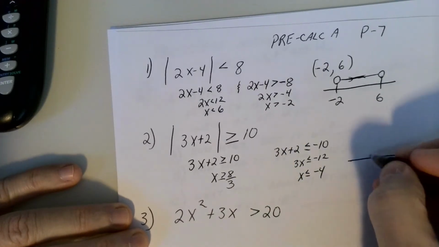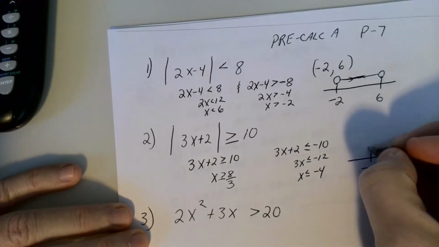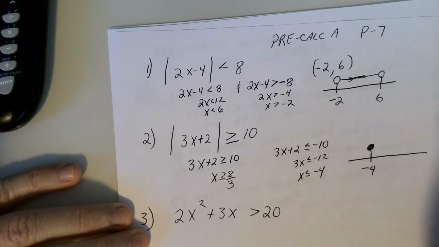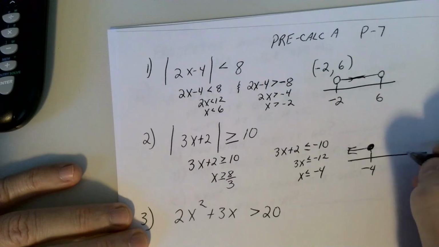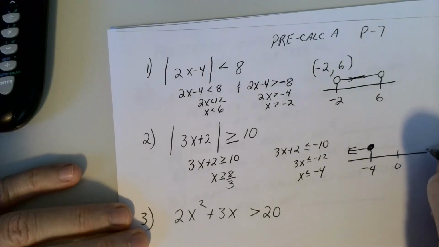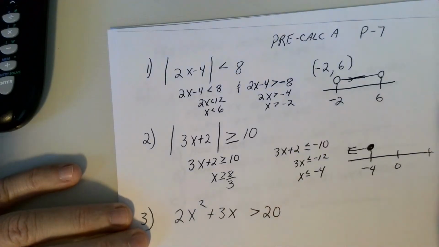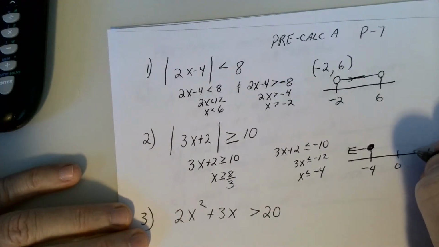If I do this graphically, here's -4, closed circle, going like this, and here's 8/3. Let's go ahead and put 0 right here. So 4 would be about there, and we want 8/3, so it's at 2 2/3. So if this is 2 and this is 3, we got 8/3 about right there.